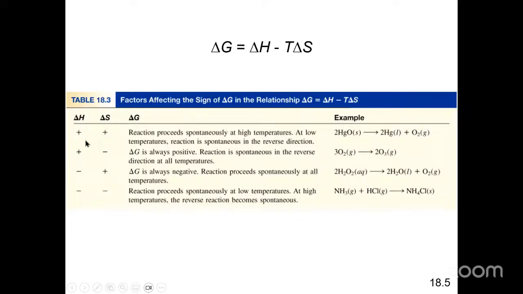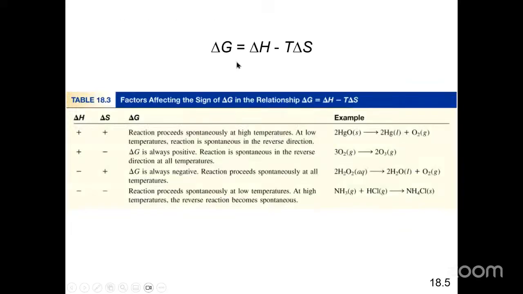So let's look at a situation where delta H is positive and delta S is positive. So the question is, what would be the sign of delta G? Well, the answer is, it depends. And what does it depend on? It depends on the temperature. It depends on how large or small the temperature is.